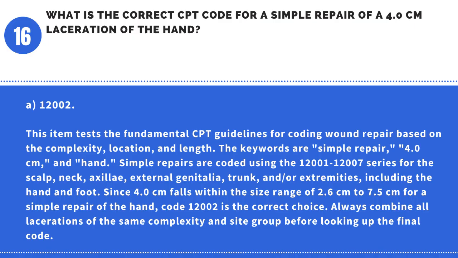and length. The keywords are simple repair, 40 cm, and hand. Simple repairs are coded using the 12001 to 12007 series for the scalp, neck, axillae, external genitalia, trunk, and/or extremities, including the hand and foot. Since 40 cm falls within the size range of 20.1 cm to 30 cm or greater for a simple repair of the hand, code 12002 is the correct choice. Always combine all lacerations of the same complexity and site group before looking up the final code.